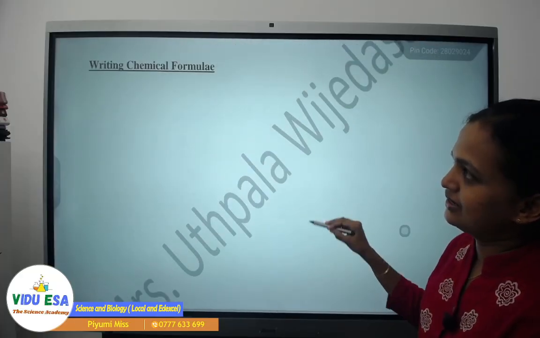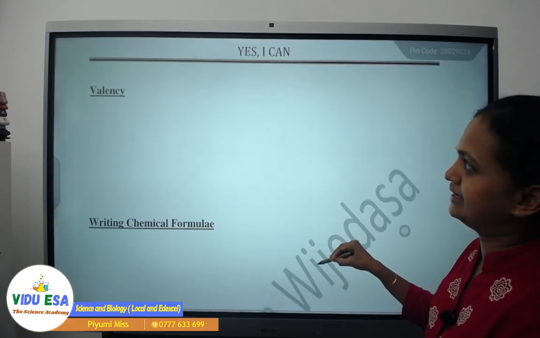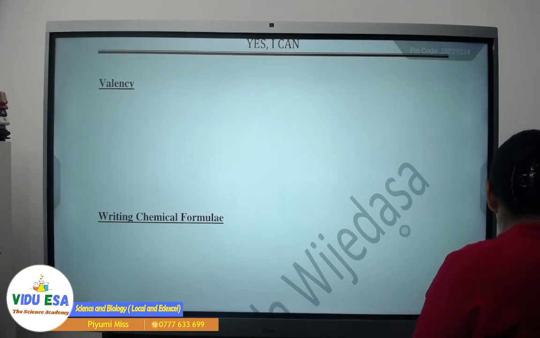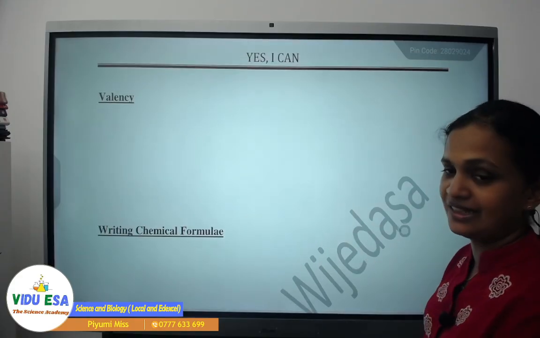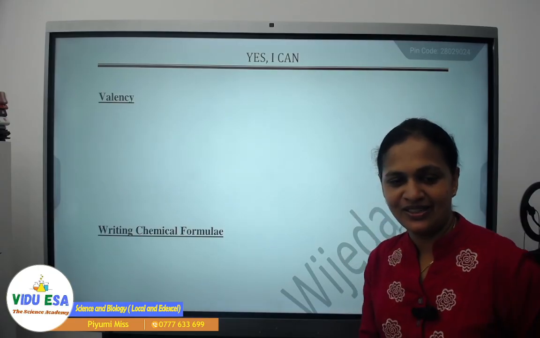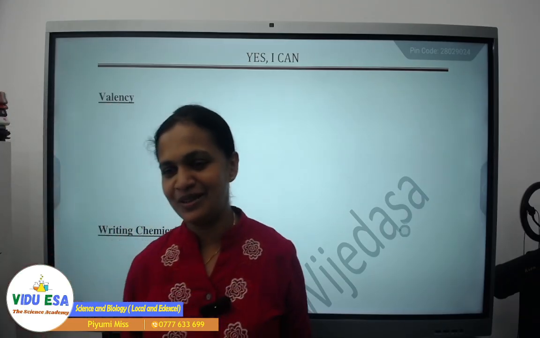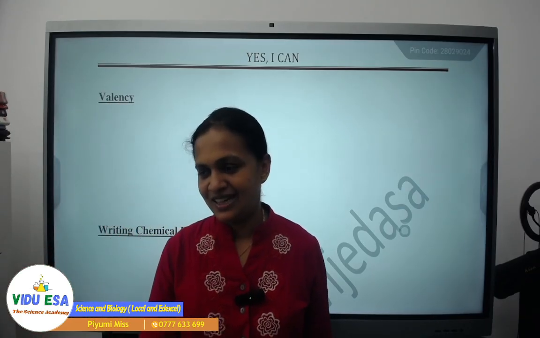Right. So we will start with the... actually we have discussed a lot in the third unit. So today we have to discuss valency, and you will learn how to write the chemical formula, right? How to write the chemical formula. That's very important.